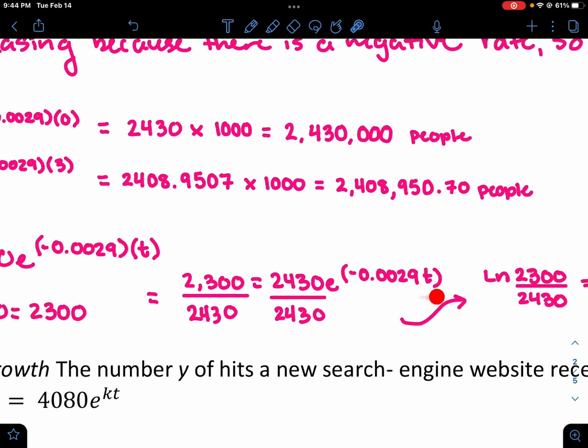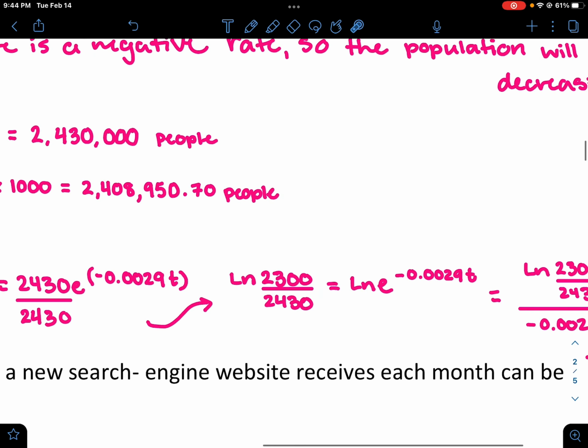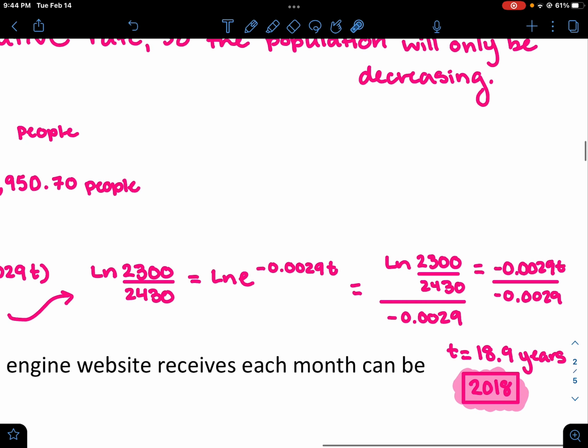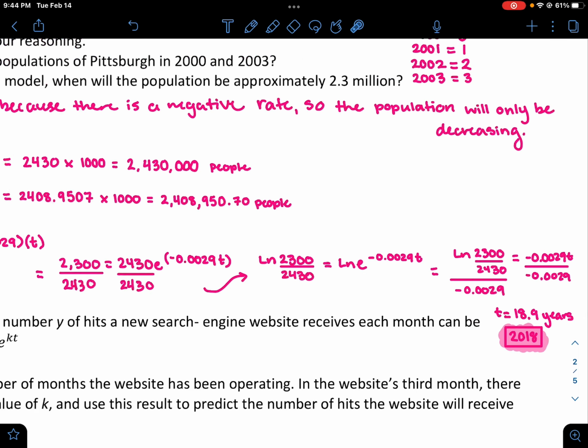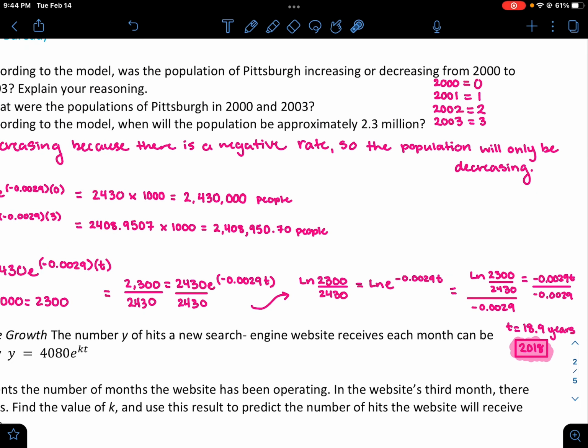And we're going to want to isolate this right here. So we're going to divide both sides by 2,430, and then we will take the natural log of both sides. And then once again, we want to isolate our variable, so we want to isolate t. So we're going to divide both sides by negative 0.0029, which, if you plug it into your calculator, will be about 18.9 years. So that means the population will be roughly about 2.3 million in 2018.